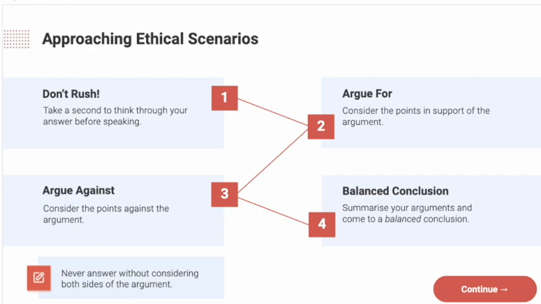And never answer without considering both sides of the argument, because that will just be thrown back at you: but what about this? So with that, the classic example is non-maleficence against beneficence. Which one outweighs the other as a result, and you've just got to comment on that at the end.